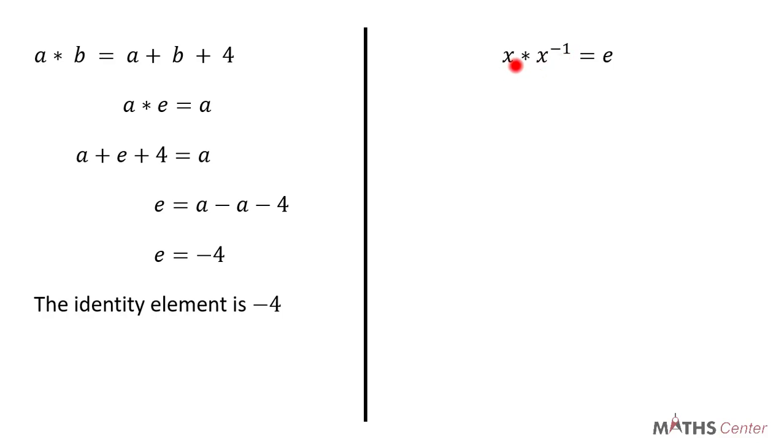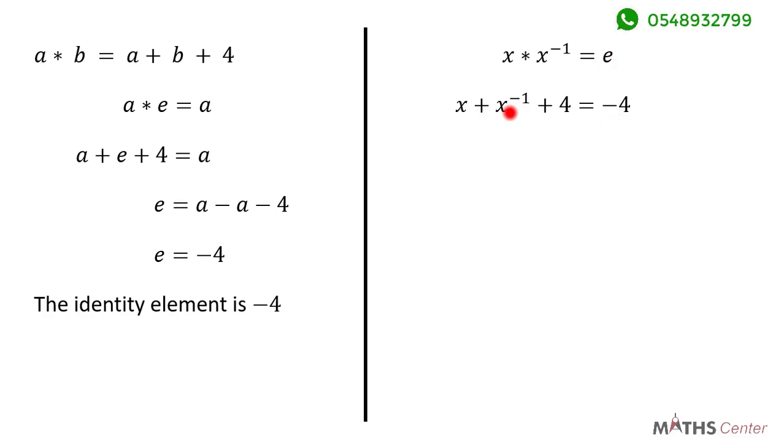So let's compute for x star x inverse. The definition is A star B is equal to A plus B plus 4. So x star x inverse will give us x plus x inverse plus 4. And this is equal to the identity element E, which is negative 4.